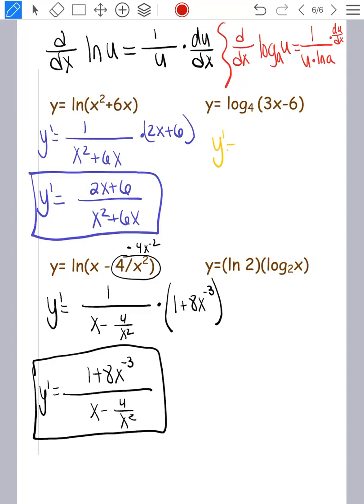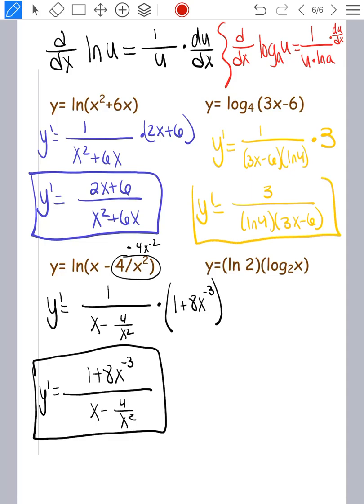Okay, next one. Y prime is 1 over u, 3x minus 6, also, because it's not natural log, times natural log of 4, times the derivative of the inside, which is 3. So we could write it like this. Cool.